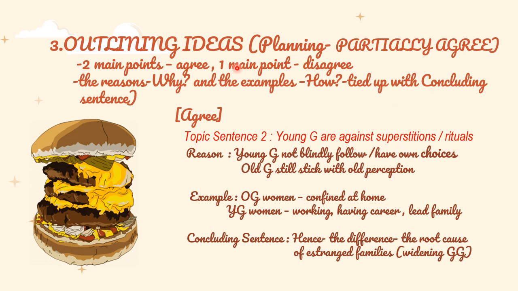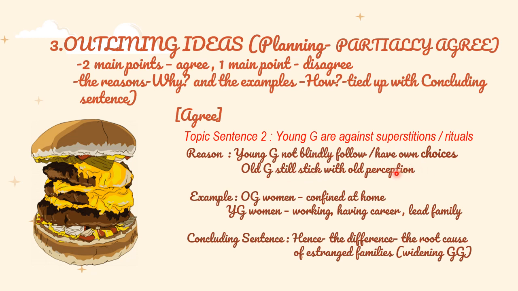Now this is about the second body paragraph. Topic sentence 2, which means the main idea of the particular paragraph. I plan to say young generations are against superstitions or rituals. So you can highlight any of the superstitions here. What's the conflict? The reason would be towards the conflict. You have to show the conflict.